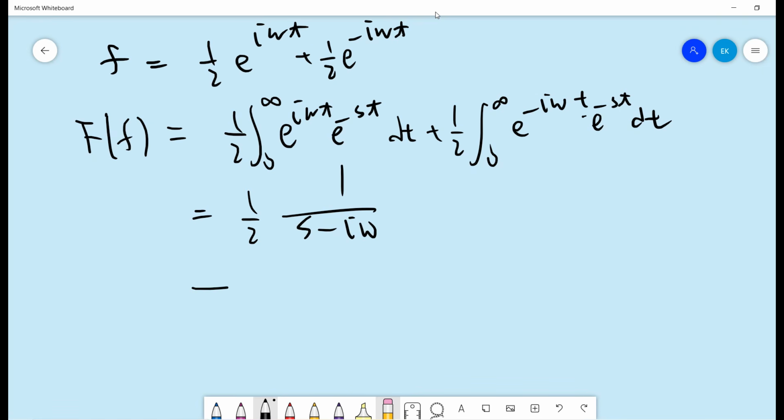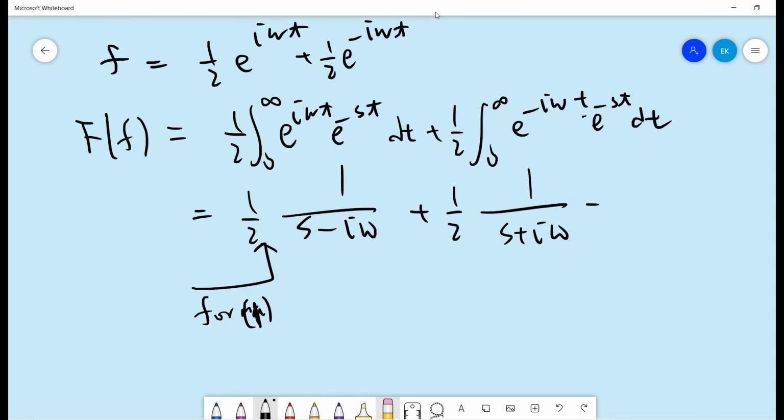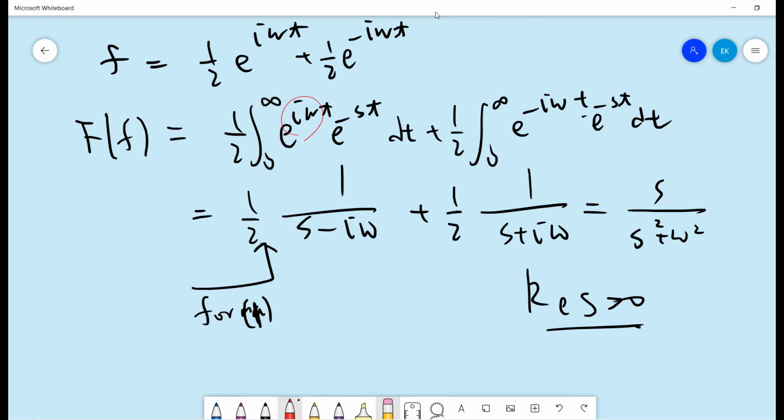So from the first one. Okay, and also valid for real s larger than 0, right? Because this is imaginary, so we only care about whether this one converges or not.